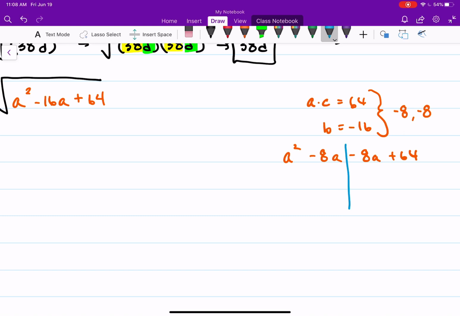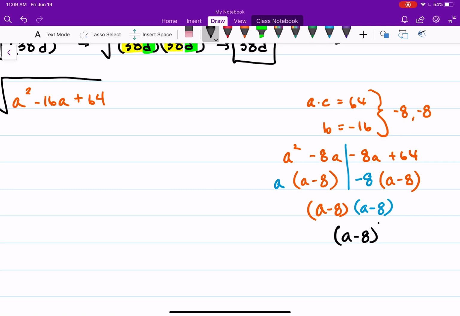Okay, so I'm going to have A squared minus 8A minus 8A plus 64. Break it down the center. My GCF in the first group is A, leaving me with A minus 8. My GCF in the second group, since the third term is negative, I'm going to pull out a negative 8. And I'm left with A minus 8. Okay, so my answer is going to be A minus 8 times A minus 8. Ooh, look, they are the same thing, right? So that means I can write this as A minus 8 squared.